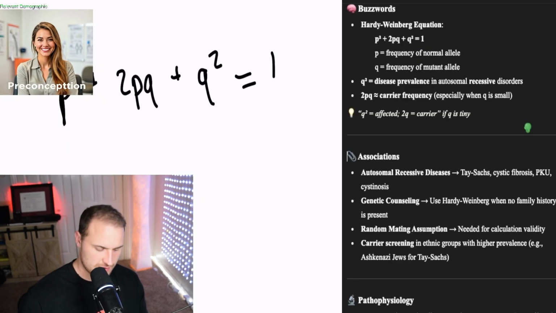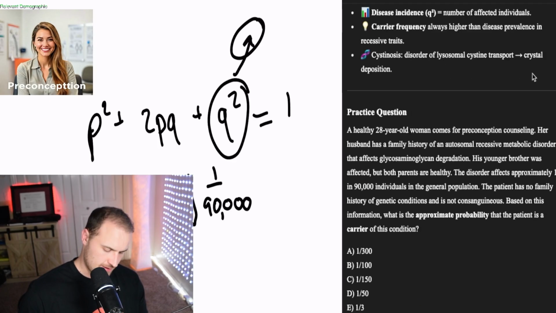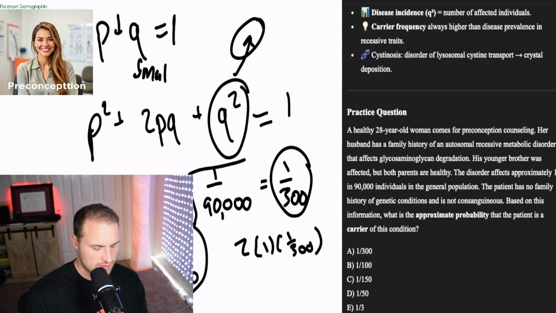All right, so this is the formula you need to know for Hardy-Weinberg equilibrium. That's the rare disease in question. So we take the square root, 1 over 300, and we get 150 as our answer. And the reason that we know p is 1 is because p plus q is always 1, and q is super, super small. And so p is very close to 1, so I approximated it as 1.